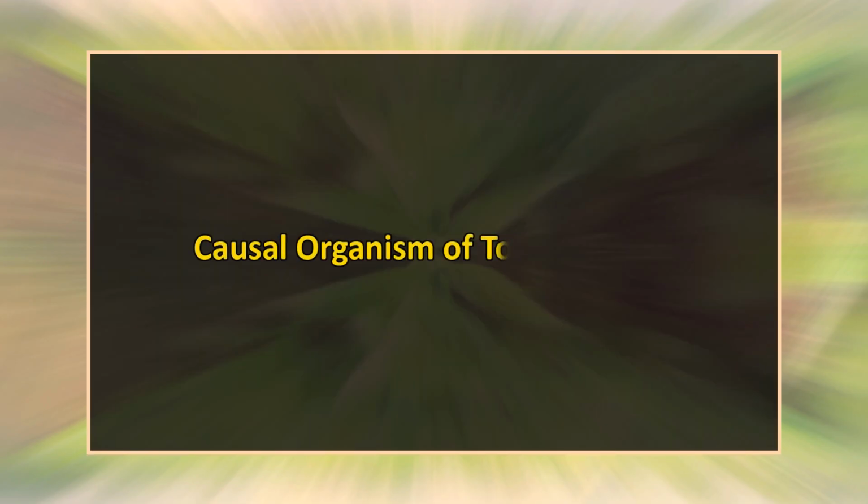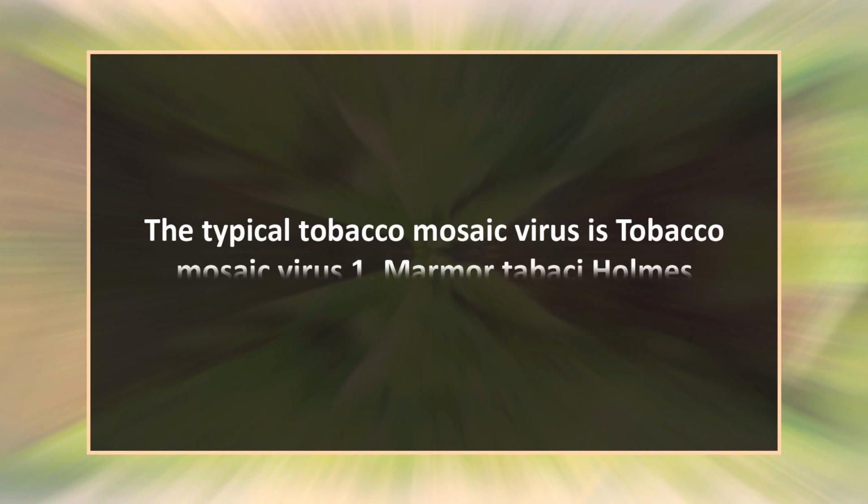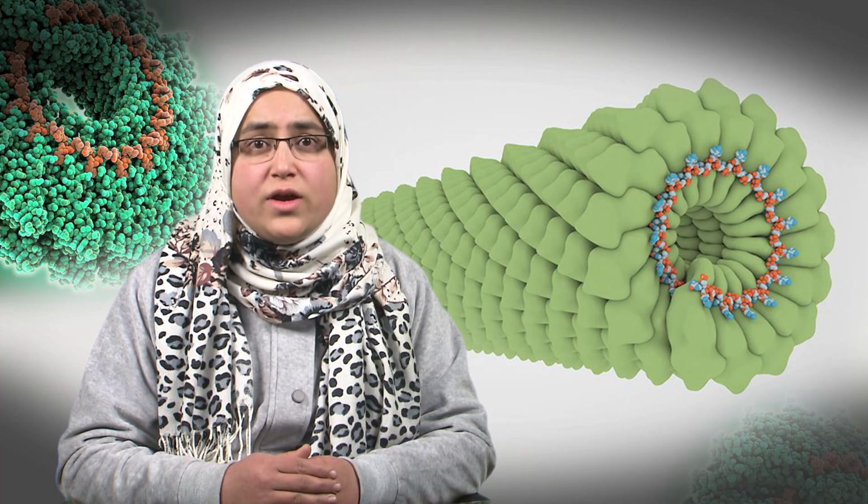Let us see the causal organism of tobacco mosaic virus. The typical tobacco mosaic virus is Tobacco mosaic virus 1, Marmor tabaci Holmes. The virus remains active in extracted host plant juice even up to 25 years. It is a very resistant virus and can stand desiccation for 25 years or more.